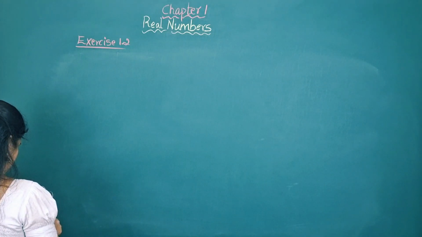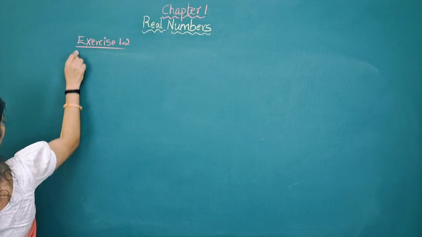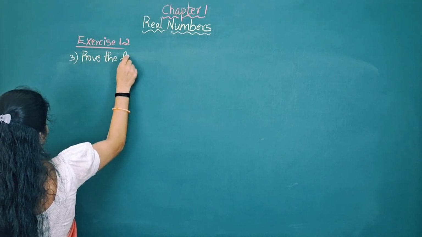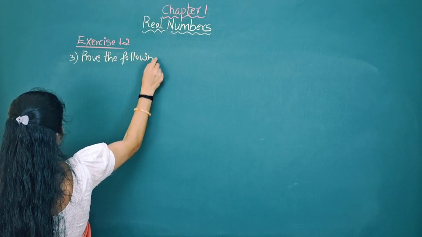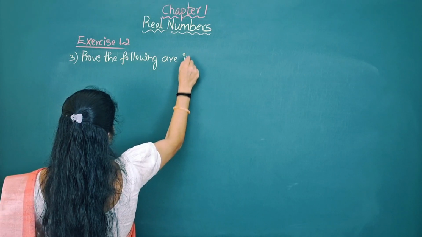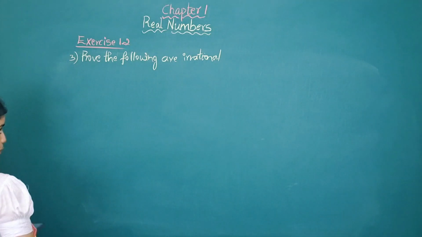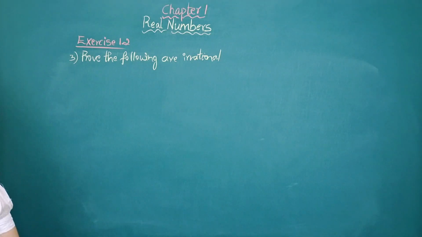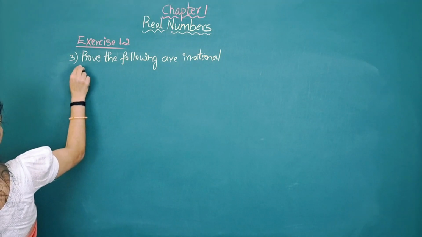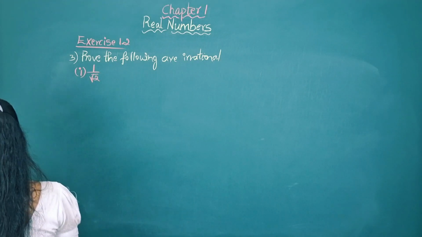Now question number 3. Prove the following are irrational. So here in this question we have sub questions. We have to prove them irrational one by one. First question is 1 by root 2. First one is 1 by square root of 2.